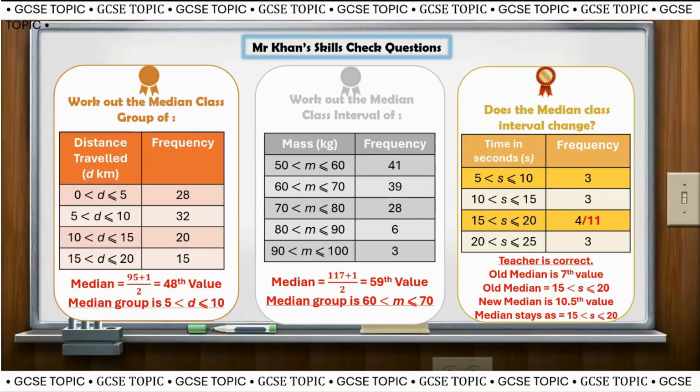Here are the answers to Mr. Khan's skills check questions. See how you have got on by marking the questions that you have done.